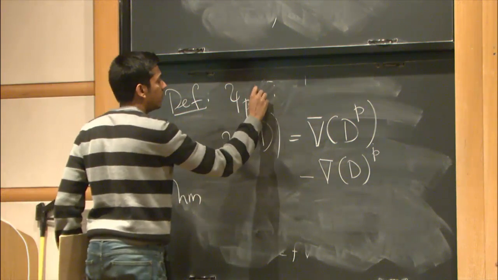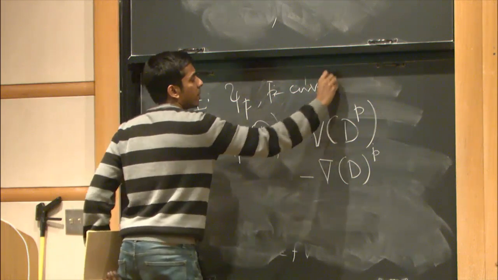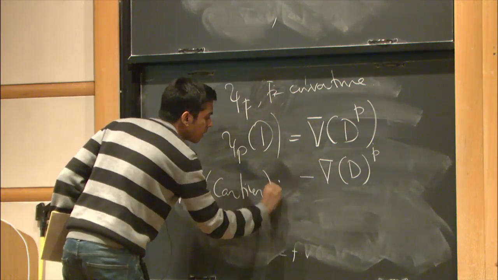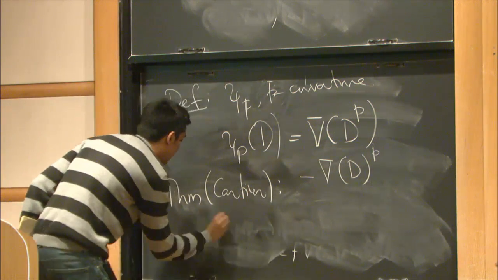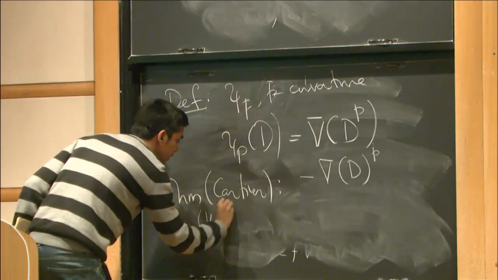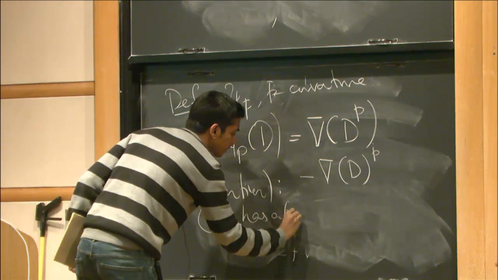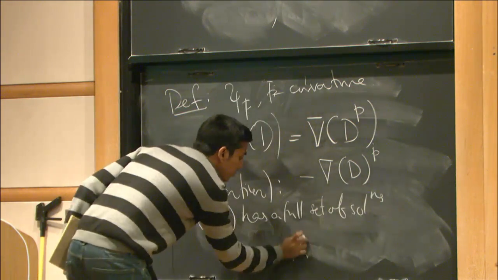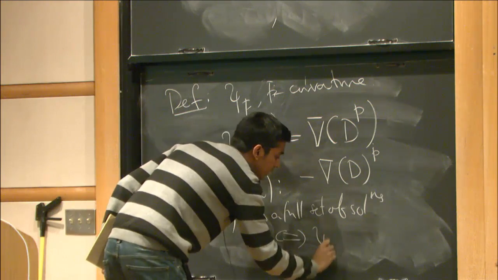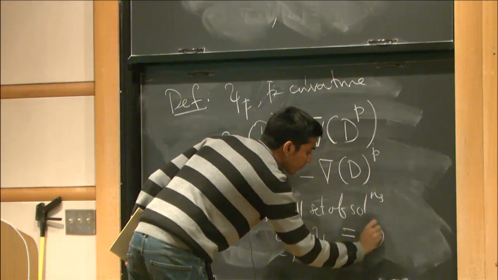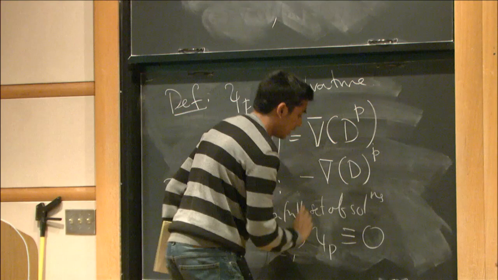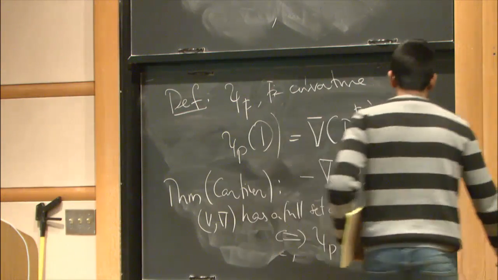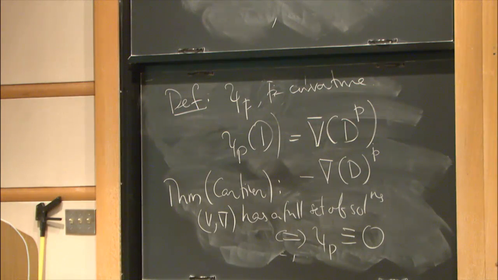And it's a theorem of Cartier that says that you have a full set of solutions exactly when the p-curvature vanishes. It should be 0 for every derivation d. So if that happens, then you will have a full set of solutions. So that's what happens in characteristic p.